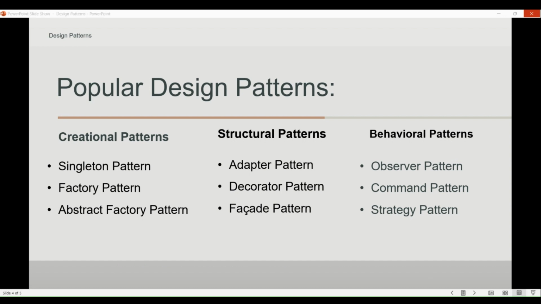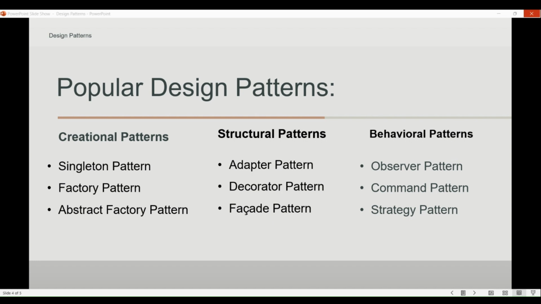In the creational patterns category, we have the singleton pattern, a pattern that ensures that only one instance of a class is created and then provides a global point of access to that instance. Then we have the factory pattern, a pattern which provides an interface for creating objects but allows subclasses to decide which classes to instantiate. And there's abstract factory, which provides an interface for creating families of related or dependent objects without specifying their concrete classes.